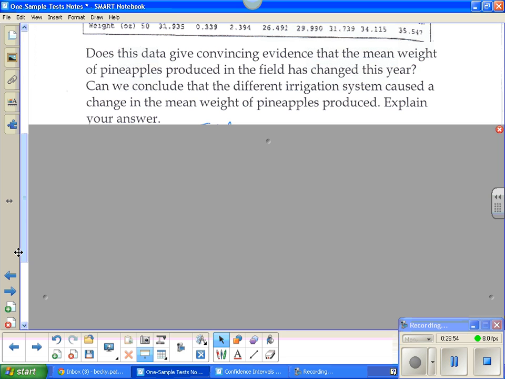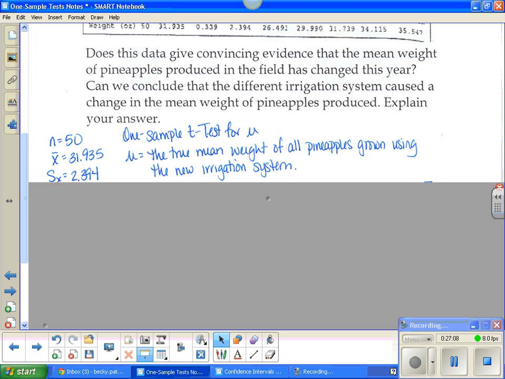Can we conclude, and there's a follow-up question that's really easy to forget to go back and answer. Can we conclude that the different irrigation system caused, that's a powerful word, caused the change in the mean weight of pineapples produced? Explain your answer. Okay, here we go. Do you agree that we are a one-sample t-test for means? Yes. One sample, t-test for means.